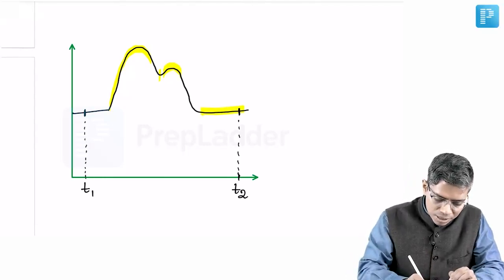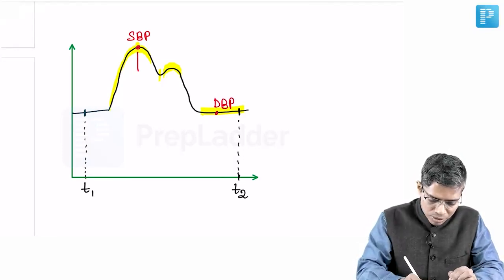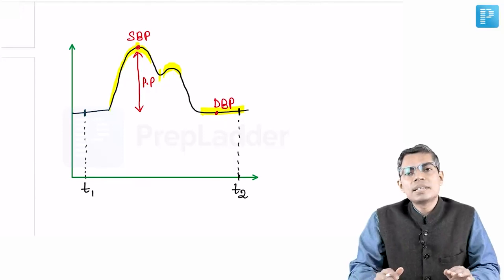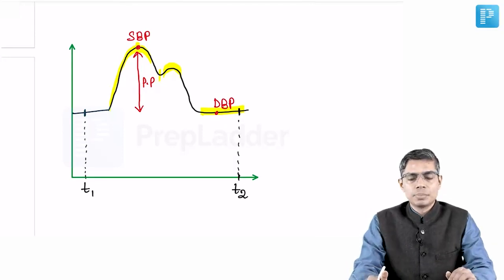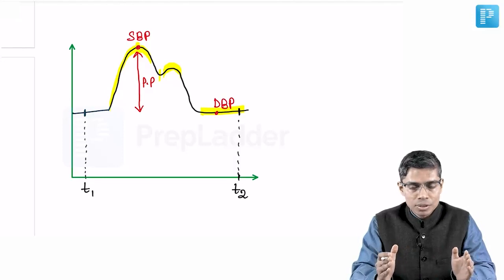So in this pressure curve, the maximum blood pressure that is exerted during systole is the systolic blood pressure, and the minimum blood pressure that is exerted is the diastolic blood pressure, and the difference between the systolic and diastolic blood pressure is nothing but my pulse pressure, right? Now, if I have to calculate the mean pressure, means average pressure throughout this time window T1 to T2.